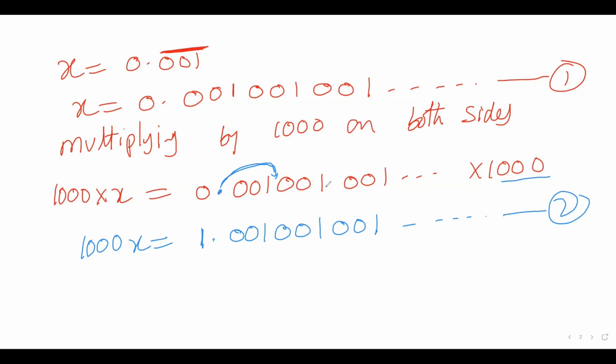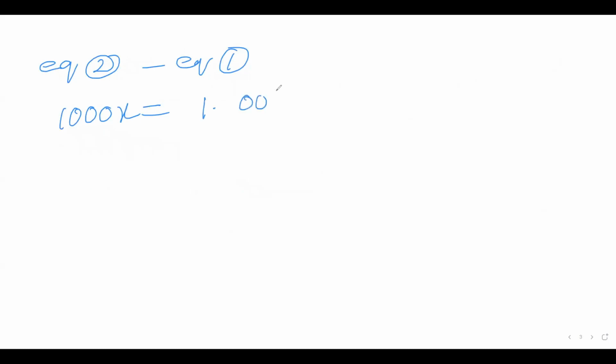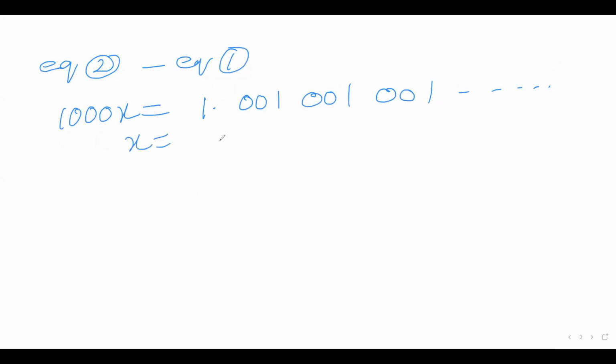So now we have to subtract both the equations. Equation 2 minus equation 1. What is equation 2? 1000x is equal to 1.001, 001, 001, so on. This is equation 2. What is equation 1? X is equal to 0.001, 001, 001, so on. Now subtract.